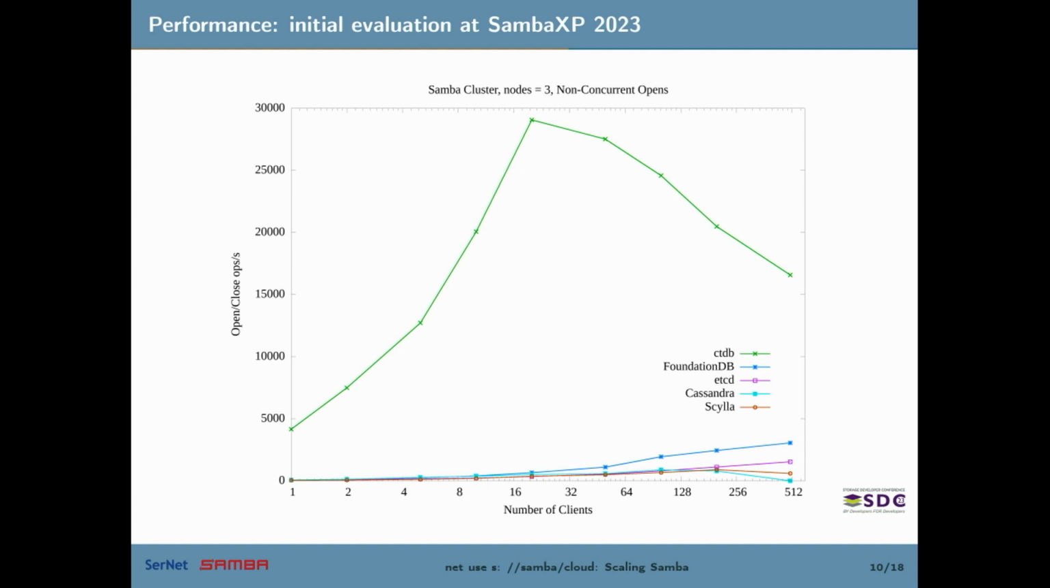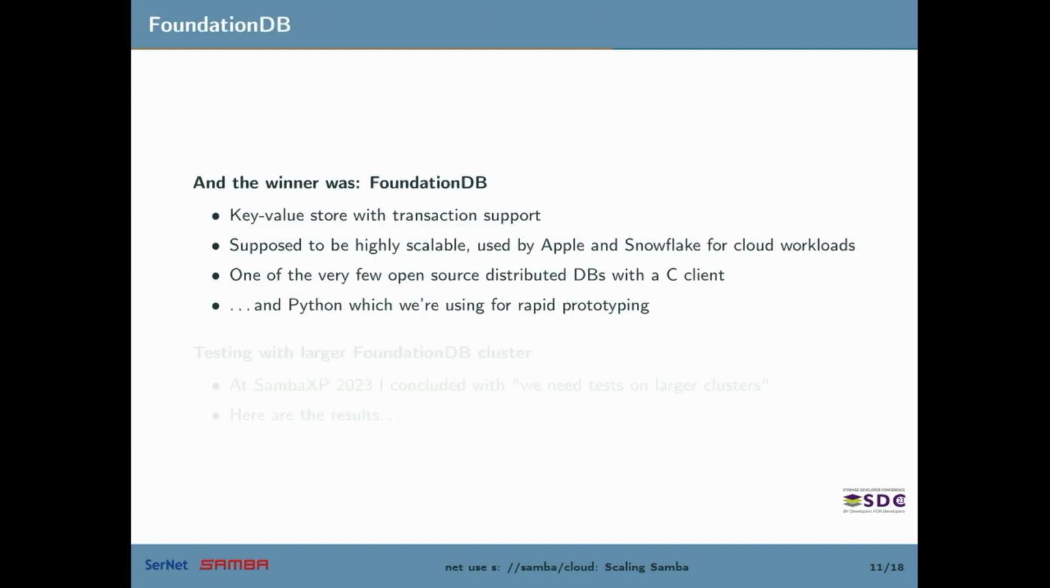But it's like comparing apples and oranges, right? I said before, CDDB just doesn't replicate the record. With this, SMB persistent handles are not possible, it's not elastic, and so on. So the idea was, we see they are very close together, but the winner is FoundationDB. Maybe switch to the next slide.